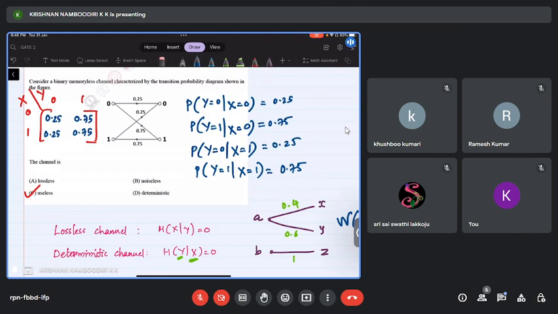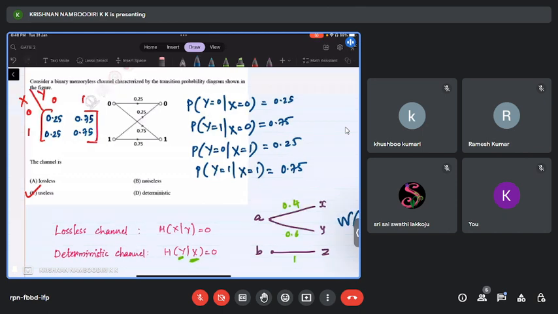The channel is useless or not. If there are identical rows in the channel transition matrix, then the channel is useless. Is it okay? Not okay? Is it clear?